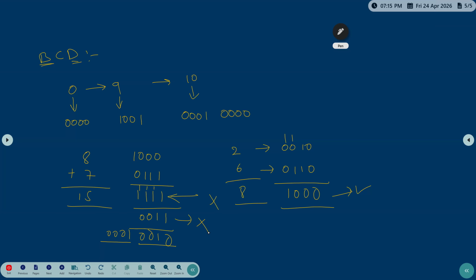In hexadecimal, we represent up to 15, but in BCD we can represent 9 only. After that the format will change, and we need to correct that format. How many numbers do we need to correct? 6 numbers. So we need to add that 6 here. If you add 6, then it will be correct.